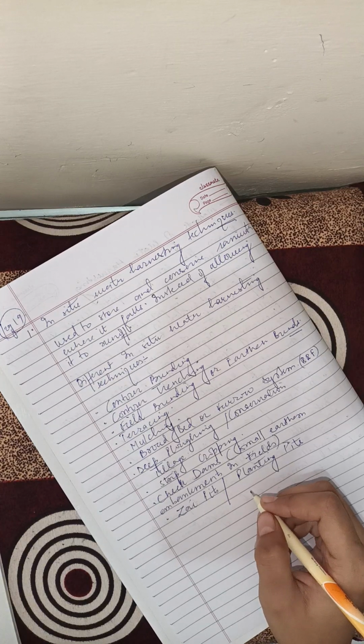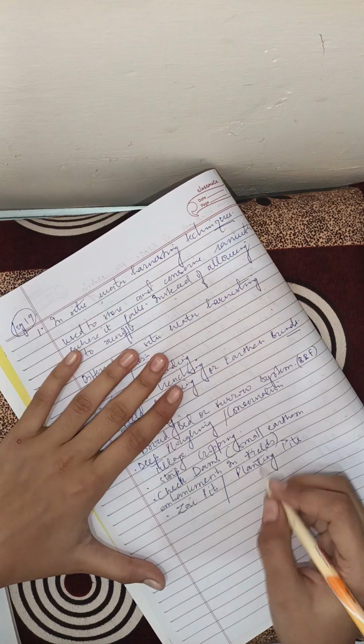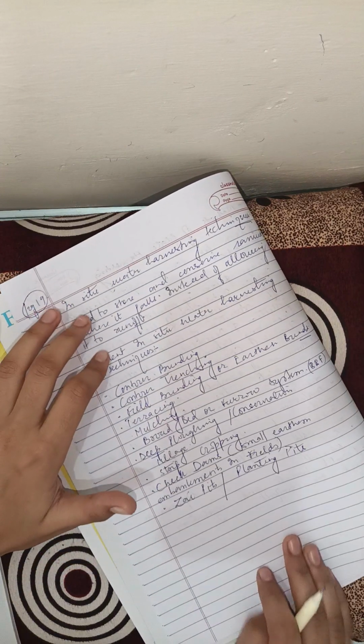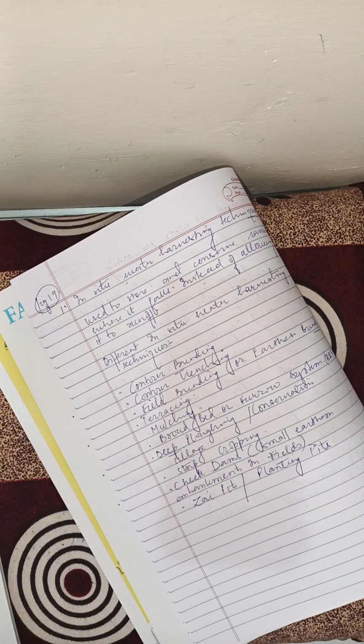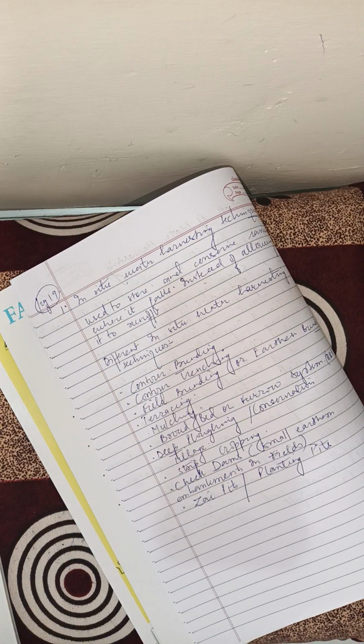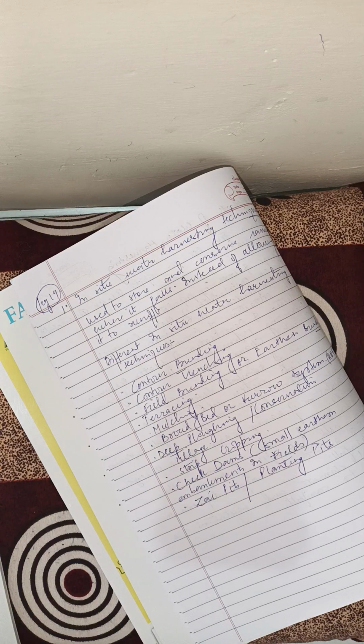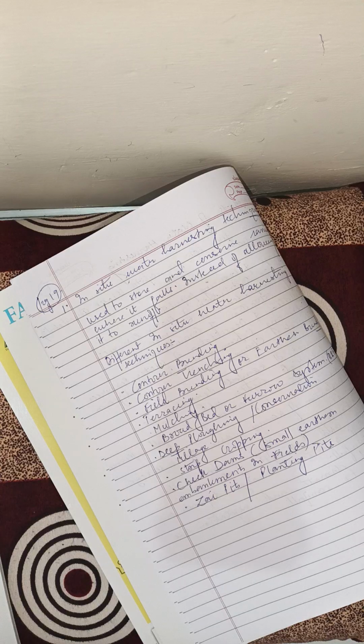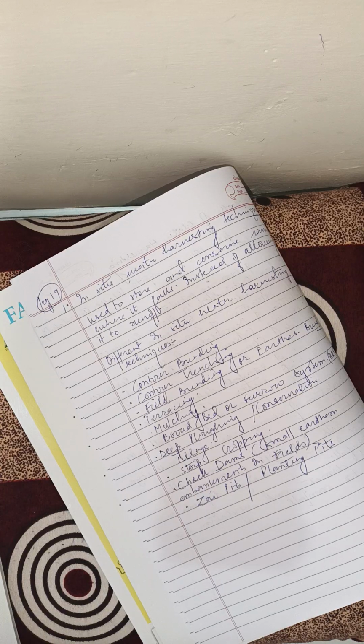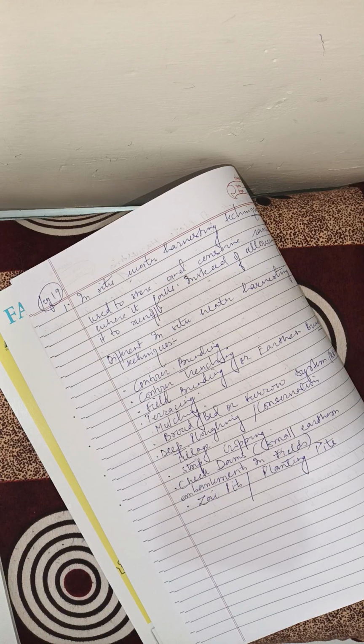Small pits dug around plants to catch rainwater and direct it to the root zone, common in arid areas. Then we have in situ water harvesting, which means collecting rainwater at the place where it falls to increase the soil moisture. Techniques include contour bunding, field bunding, contour trenches, terracing, mulching, BBF system, deep plowing, strip cropping, check dams, and planting pits.